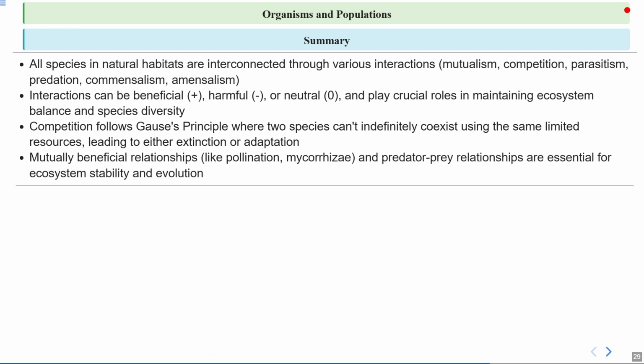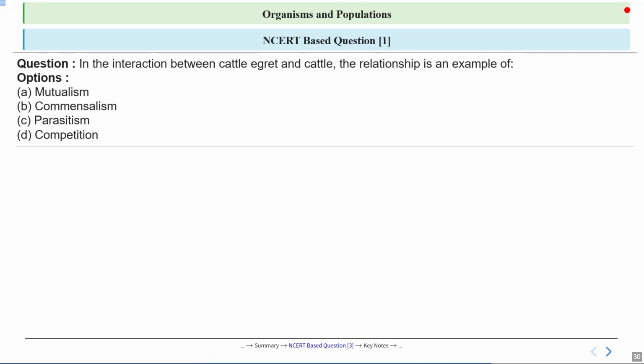Okay, clear. We also talked about the predator and the prey relationship. We also talked about the adaptations in the predators, in the parasites. Okay, and how these relationships are important to maintain ecosystem stability and evolution. We also talked about this as well. Now discuss some NCERT based questions.